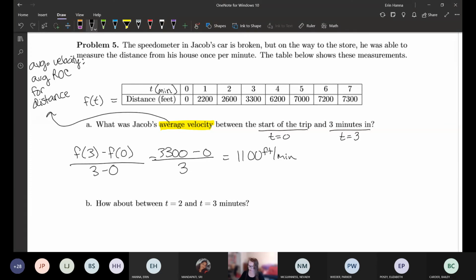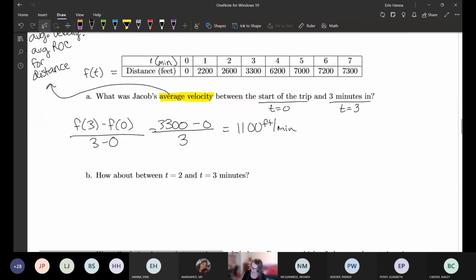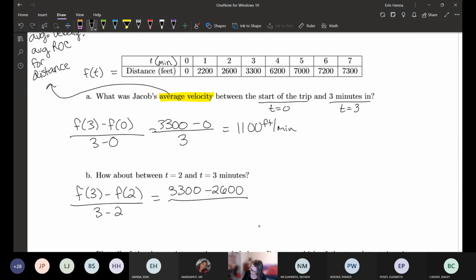And then what about between 2 and 3? So now we're doing F of 3 minus F of 2, all over 3 minus 2. So 3,300 minus 2,600 over 1. You can, of course, write it as 3 minus 2 and then reduce it later, but so that would reduce to 700 over 1, so 700 feet per minute.